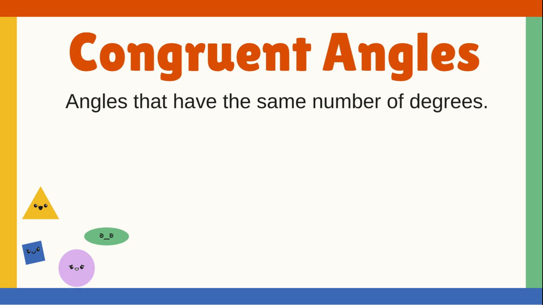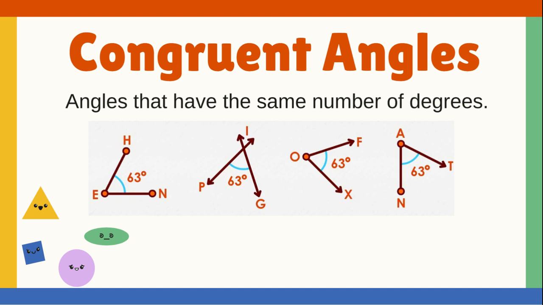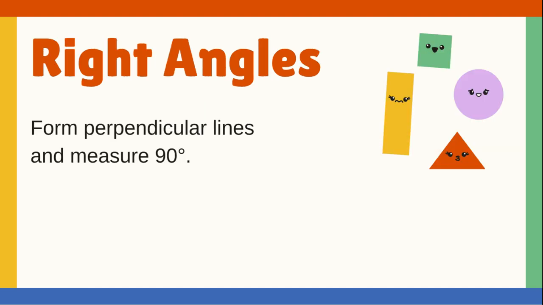Okay, now we have angles. So let's start with congruent angles. So we learned before that congruent means the same essentially when we were looking at congruent figures. Same thing with angles. So it's angles that have the same number of degrees. Okay, so if you look at these ones, even though the points have different letters on them, the angles are all 63 degrees. So they are all congruent or the same.